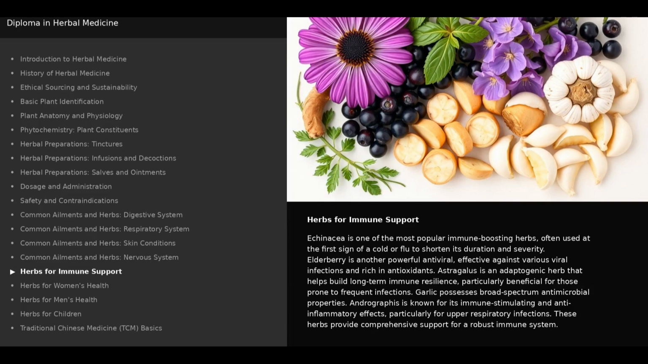Garlic possesses broad-spectrum antimicrobial properties. Andrographis is known for its immune-stimulating and anti-inflammatory effects, particularly for upper respiratory infections. These herbs provide comprehensive support for a robust immune system.